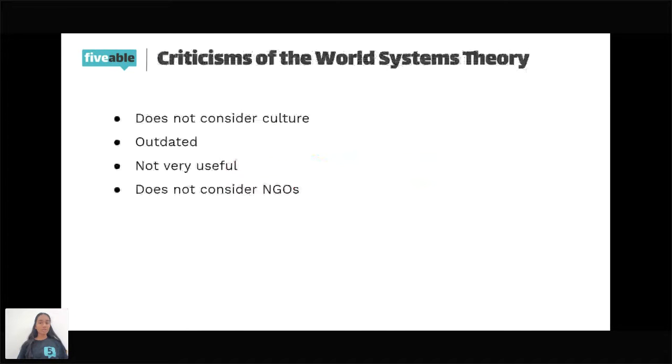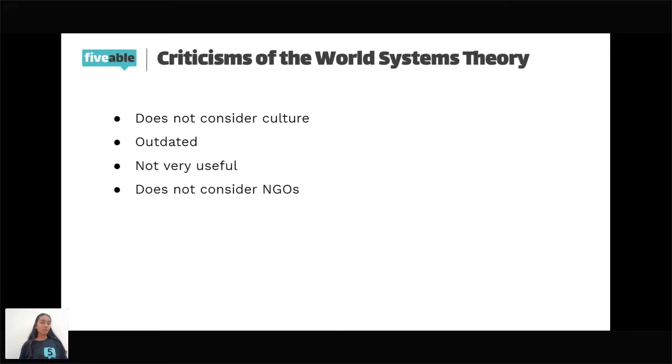So there were some criticisms of the world systems theory. First, it doesn't consider culture, just like Rostow's model, and it focuses on economic influence too much. It doesn't take into account social media and pop culture and all of that stuff. And it's very outdated. It was based on industrial production of the 1900s, 1800s, but now countries are post-industrial, so they're in the tertiary and quaternary sections of the economy. They're all research and development based.